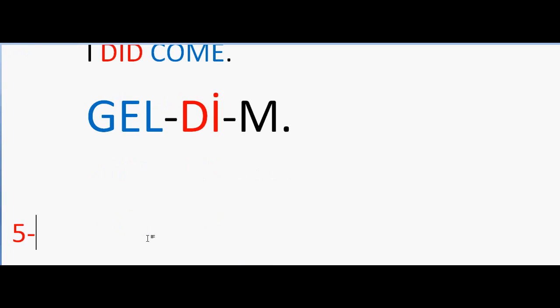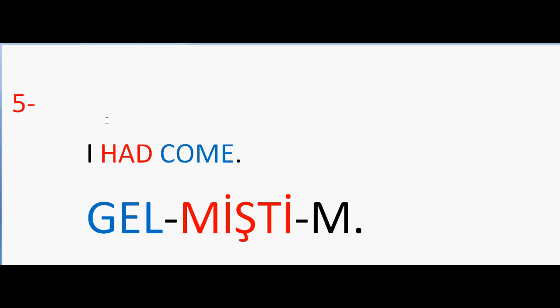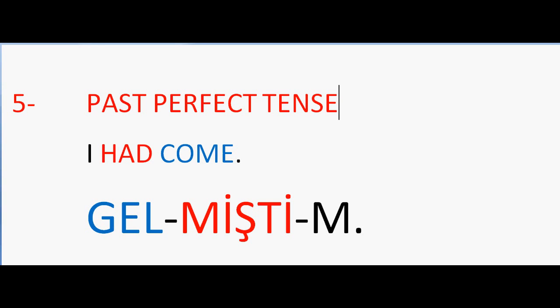Now, past perfect tense. Here, I had come. This is the auxiliary verb or helping verb in English, had. In Turkish, we use mişti, or you can say only miş or mişti, depending on the sentence itself. Gelmiştim. Here, m shows the suffix of the person pronoun in the sentence.